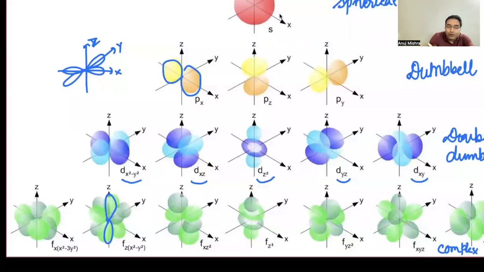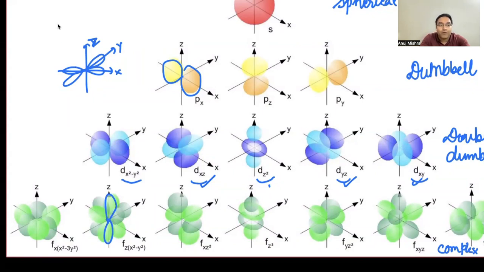Next. If you see dxz, dyz, and dxy, if you see these three, 1, 2, and 3, they are between the axis, not along the axis. So dxy, dyz, and dxz are between the axis. Again, these things are not very important at this moment because you've just started out, right? So don't worry too much about this.